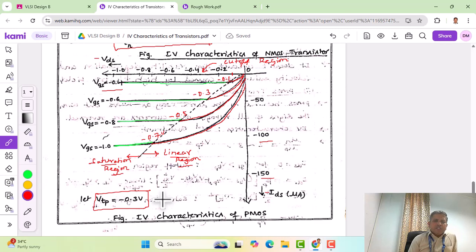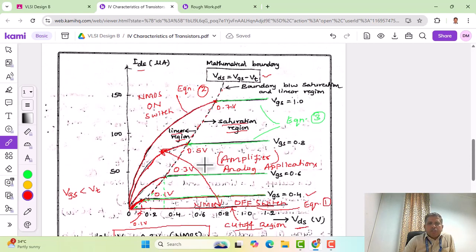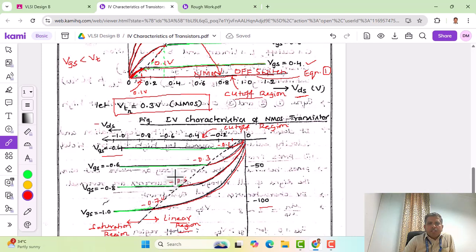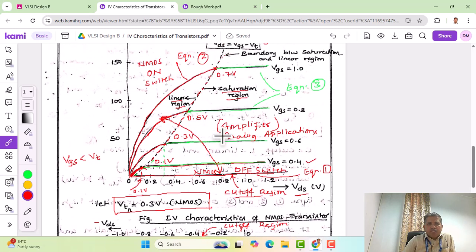Next, we'll draw the characteristics of the CMOS inverter. To draw the characteristics of the CMOS inverter, there are three methods. We will go by the graphical method. In order to draw the CMOS inverter characteristics by the graphical method, we need to understand the NMOS drain to source characteristics and the PMOS drain to source characteristics. We'll try to superimpose the PMOS characteristics on the NMOS characteristics and try to find the intersection points in order to obtain the CMOS inverter characteristics. That will be the next video we are going to present.